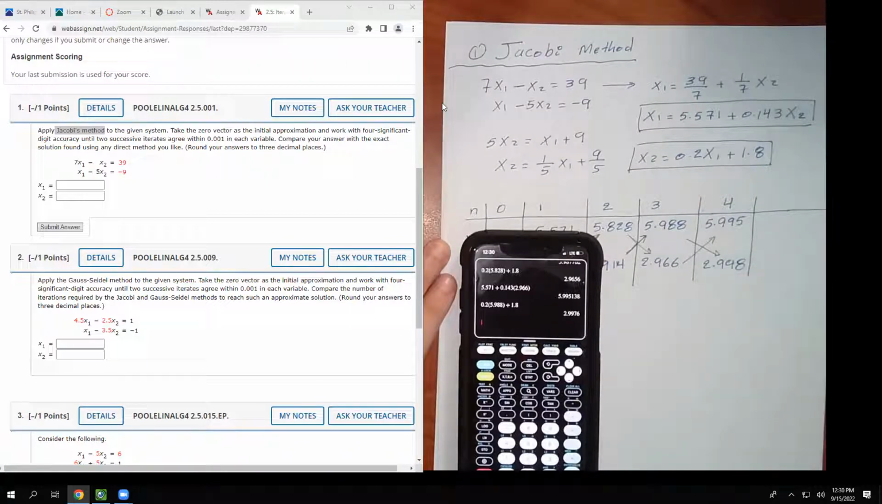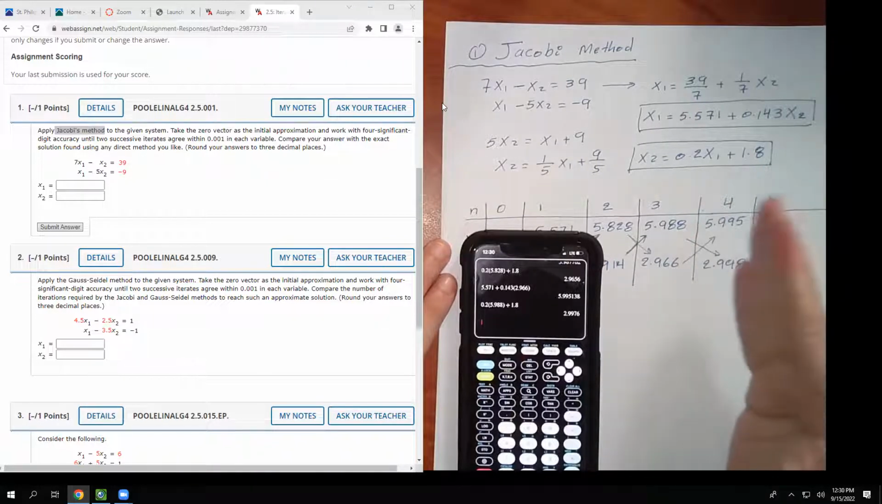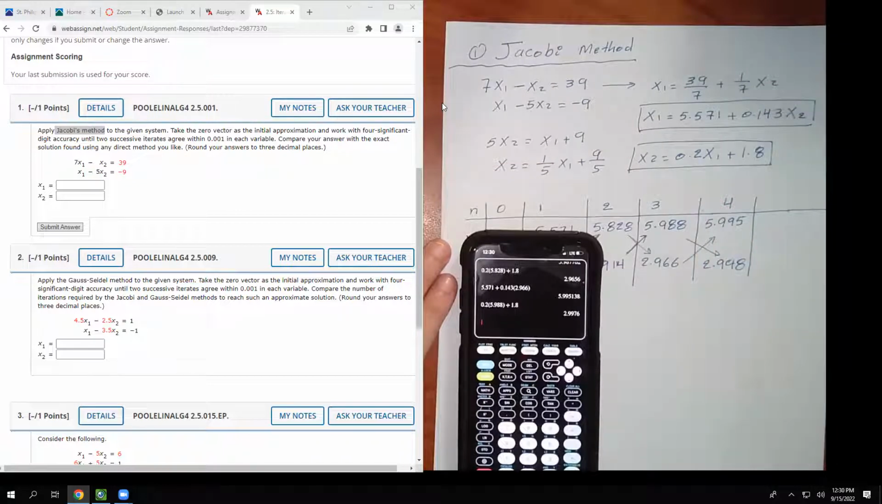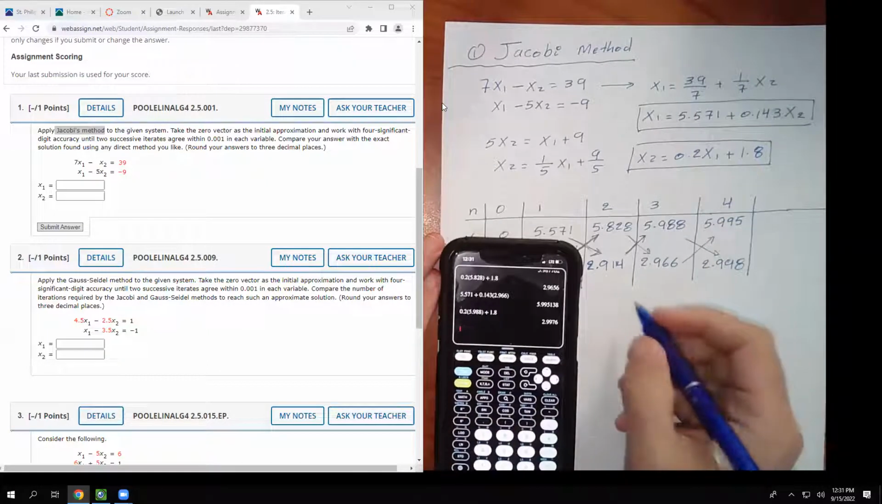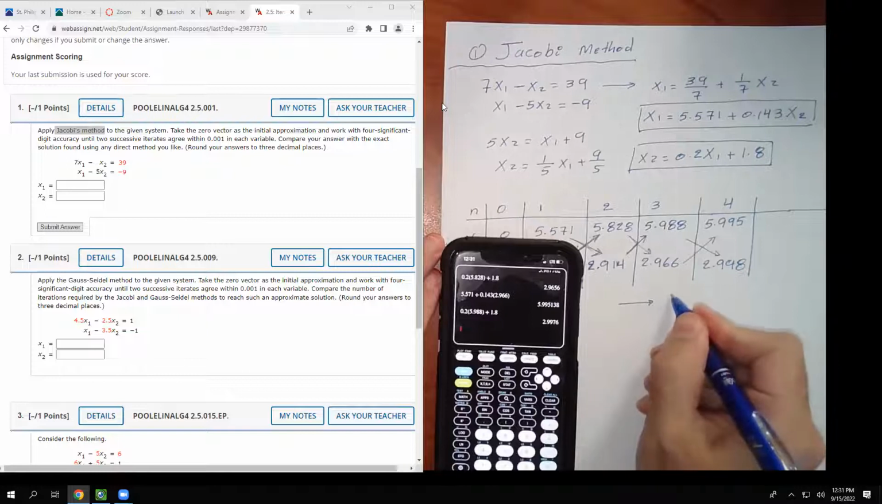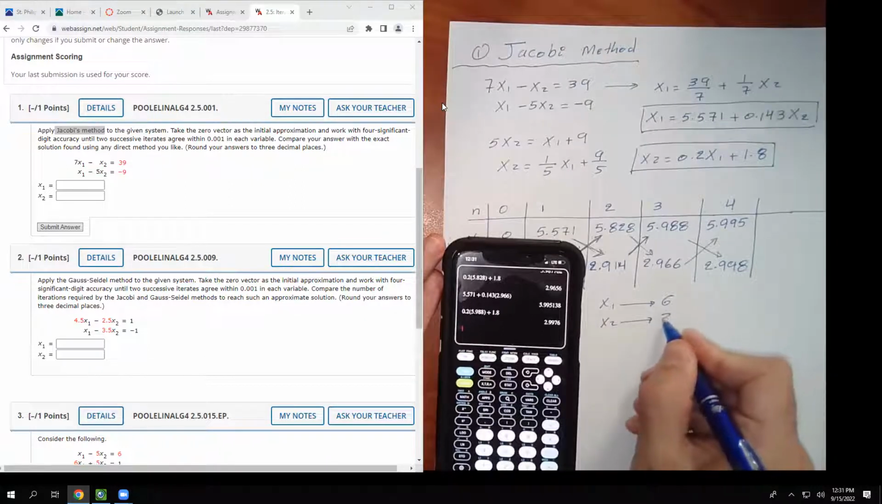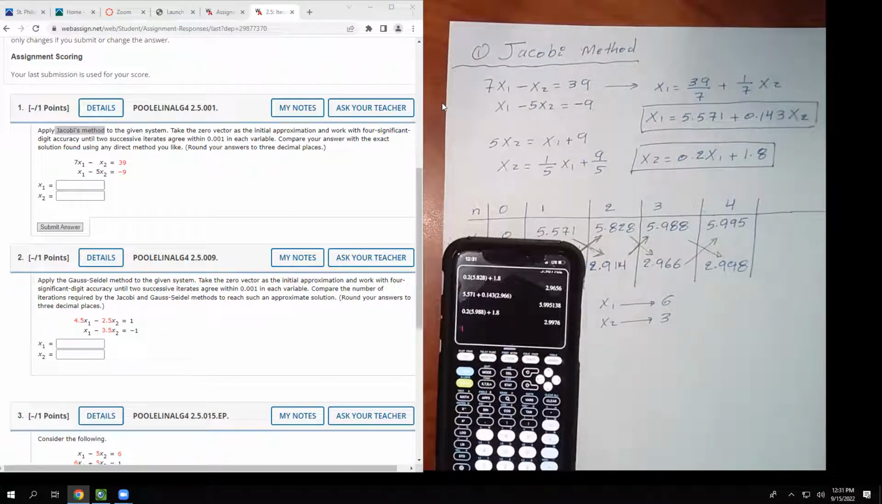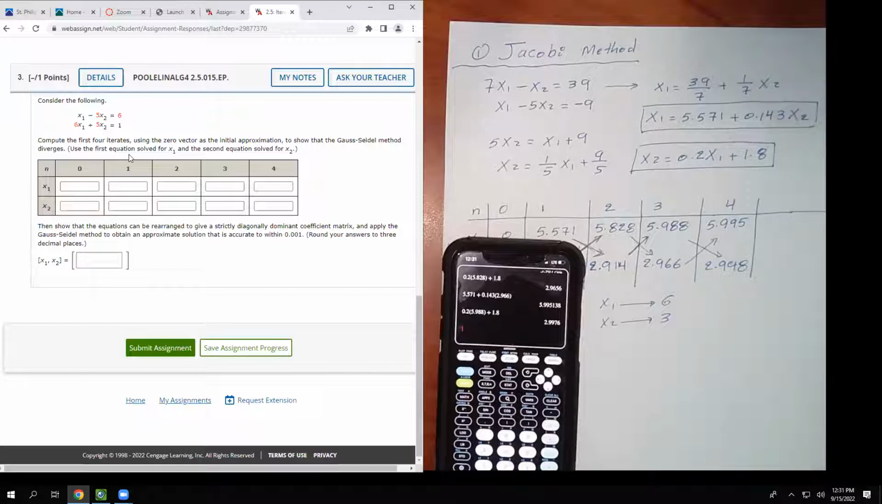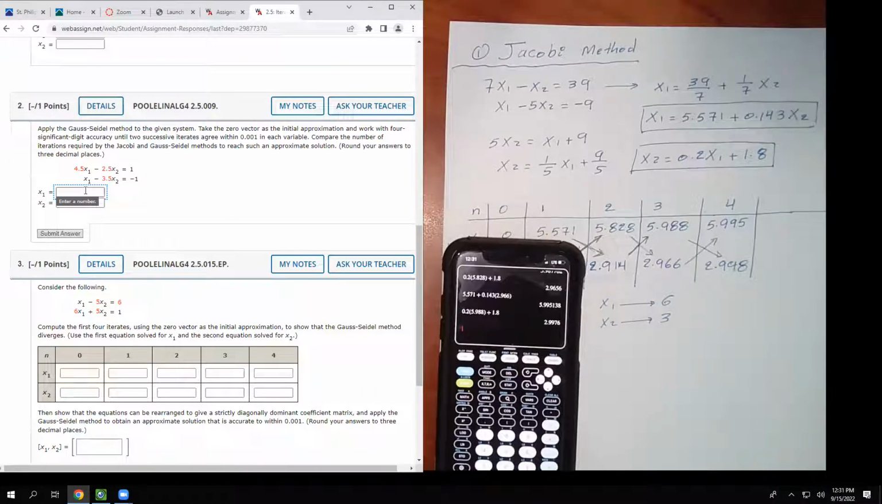If you keep going, you're not going to pass the number 6 here and the number 3 here. That means our solution converges to the number 6 for x1, and x2 converges to the number 3. So the solution here is 6 for x1 and 3 for x2.